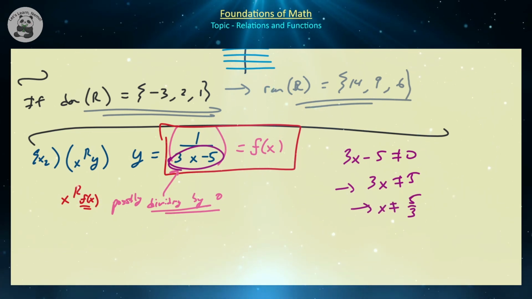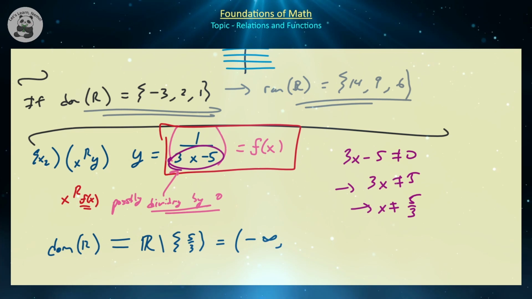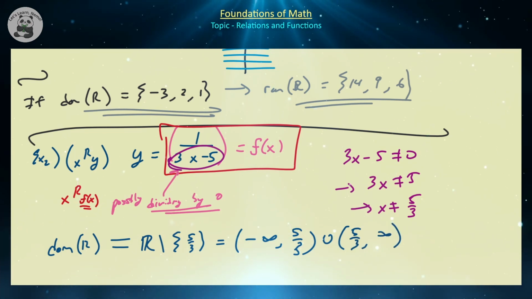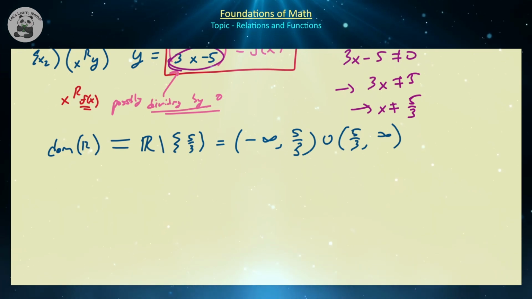So the largest possible domain that this has, the domain of R, can be chosen to be the set of real numbers except for 5/3. And we can, of course, also write that in interval notation as minus infinity to 5/3, every number less than 5/3, union every number bigger than 5/3. Or R take away 5/3, that's also an appropriate notation. So again, we don't have to choose that domain. We could, of course, choose a subdomain.